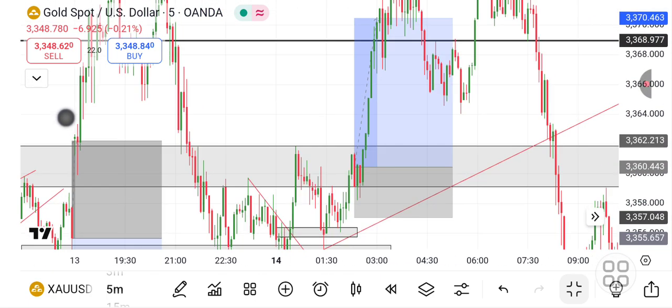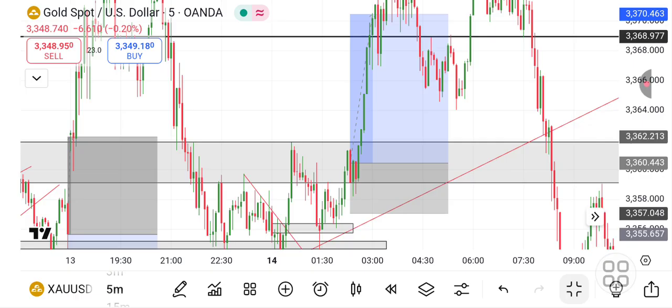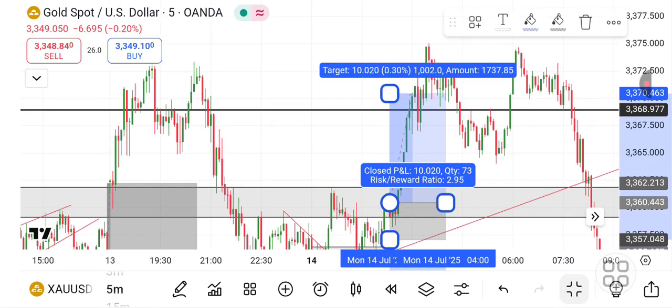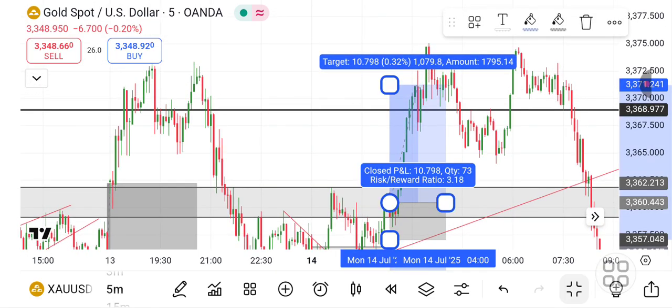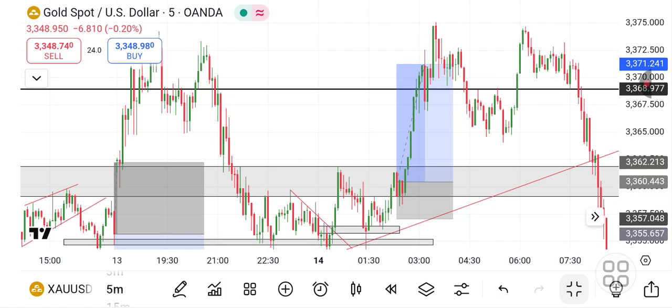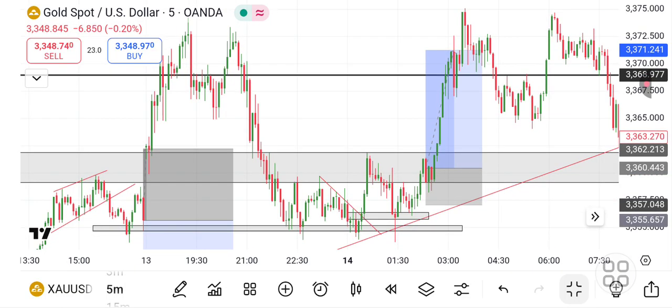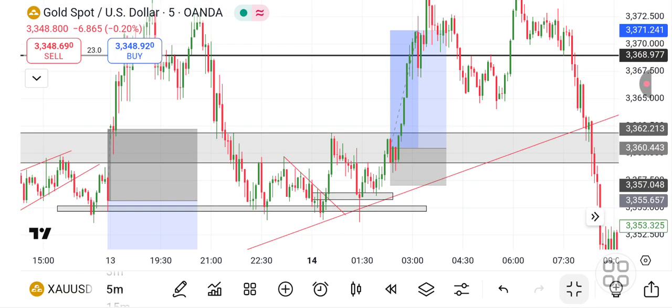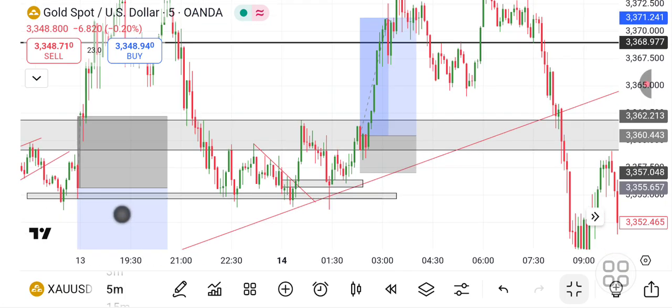That is how it was. So trading is simple, don't make it difficult. I remember I held the trade, then it reached 1 to 3. I was still holding, hoping, and it reached, then I closed. That is how simple trading is.